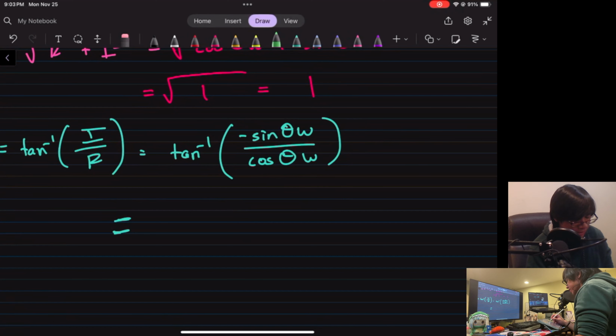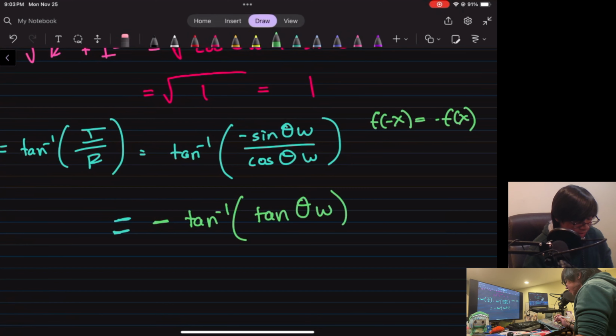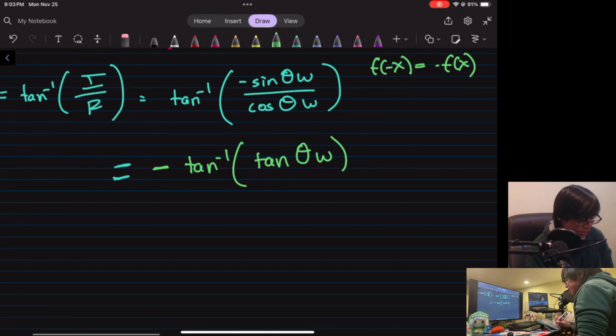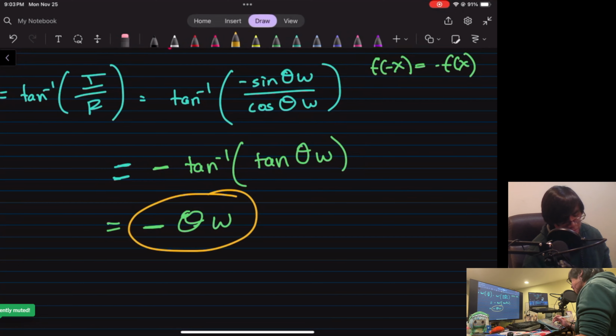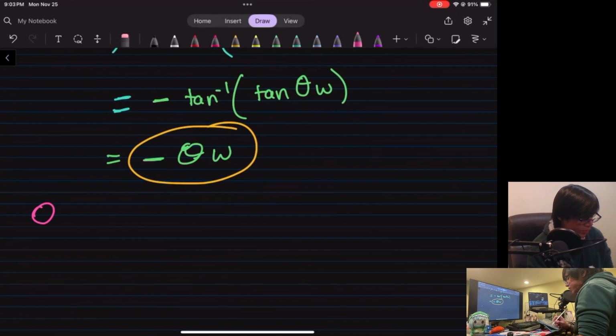So for odd functions, tangent, again, f of negative x equals negative f of x. Hopefully I wrote that right the other time. So we pull out that negative, that's tangent inverse of, I'll combine the step here, sine over cosine is tangent of theta omega, and those tangents cancel out, and you have negative theta omega. And in our case, we subtract that from our original, what was it, negative tangent inverse tau omega.